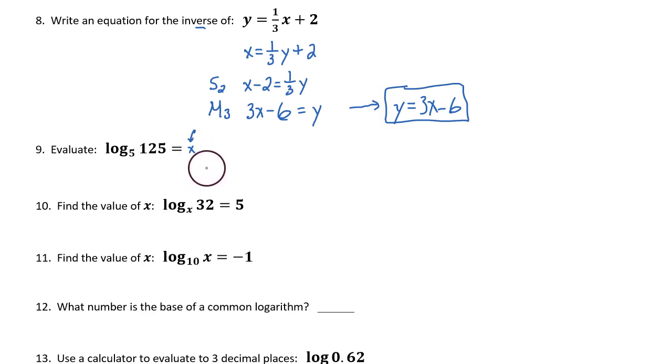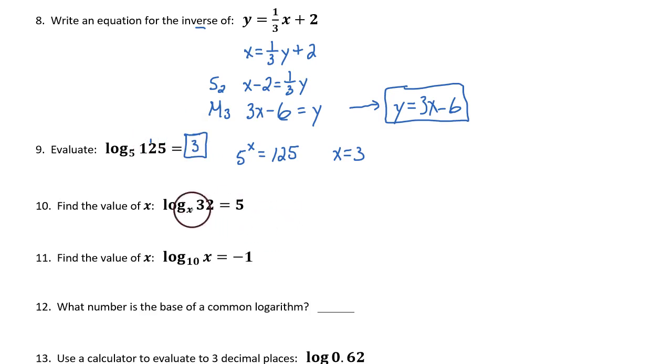To evaluate a logarithm, you take the base and you raise it to an exponent to equal the argument of the logarithm. 5 to what power equals 125? 5 to the third power is 125. So the answer for x is 3. Back here on the original problem, we were trying to say what this is equal to. It's equal to 3. You ask 5 to what power makes 125?